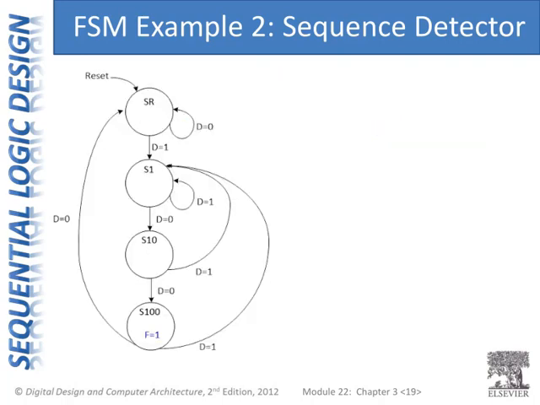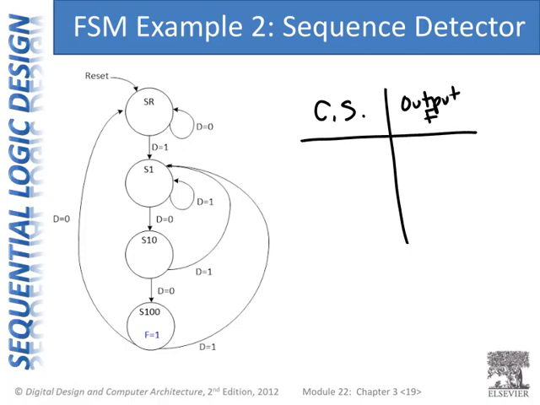Now we're going to write an output table. The output table has the current state on the left and the output or outputs on the right. In this case, we just have a single output, the F output. A common error here is to put the current state and the inputs on the left-hand side of this output table. That is incorrect. So we list our states, SR, S1, S10, and S100. Our output depends only on the current state. If the current state is 100, the output should be high. In all other states, the output should be low.